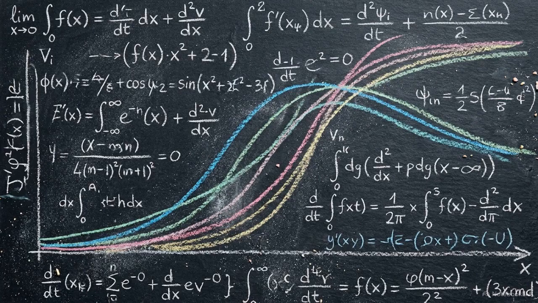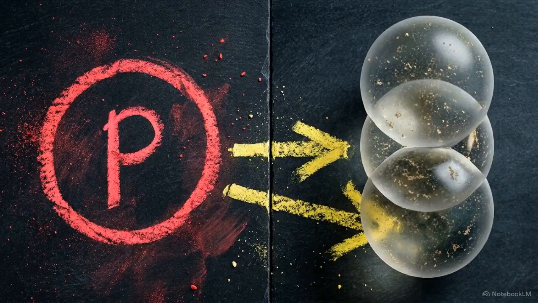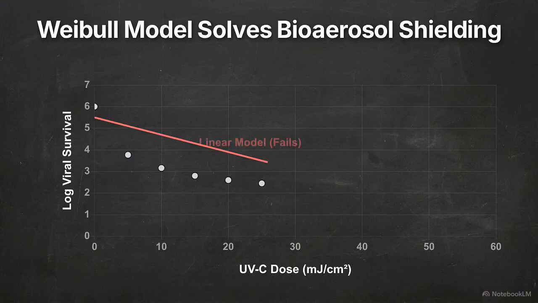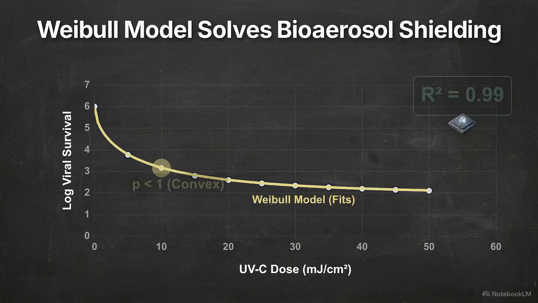To correct this, engineers must apply the nonlinear Weibull distribution model. The Weibull equation introduces a critical shape parameter known as P. This parameter specifically accounts for the decreasing rate of viral inactivation caused by droplet shielding. Bioaerosol shielding creates a convex curve where P is less than 1. Factor this in, and the Weibull model perfectly intersects the tailing data points with near-perfect accuracy.